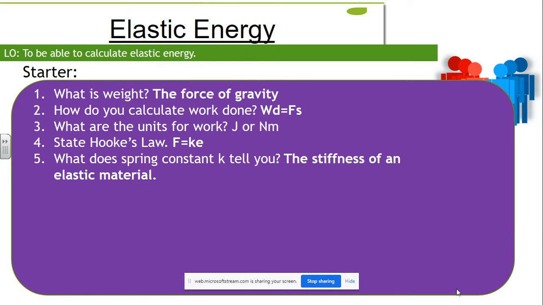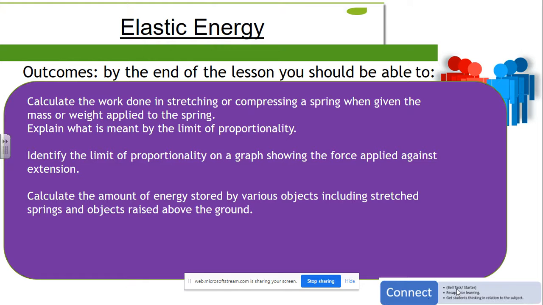Okay, here we go. This relies on a bit of knowledge about Hooke's law. If you're not sure about Hooke's law, go and look it up on Free Science Lessons. Weight is the force of gravity. We calculate work done as force times distance. Hooke's law is F equals k e. We know how to measure energy. And the spring constant tells you how stiff a spring or an elastic material is. These are the three things you should be able to do by now, or if you don't, go and find out. But we're going to calculate energies. Okay, simple lesson.